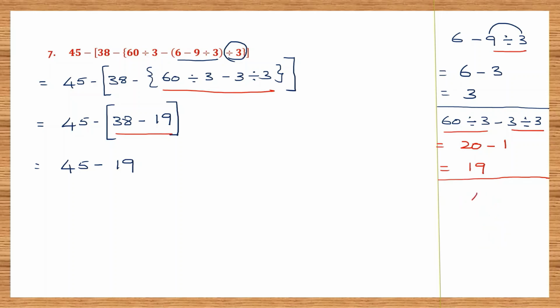So let's do that subtraction. 45 minus 19. So here also we need to borrow. 15 minus 9 is 6. 3 minus 1 is 2. So what do we have there? 26. 45 minus 19 is 26, which is our final answer.